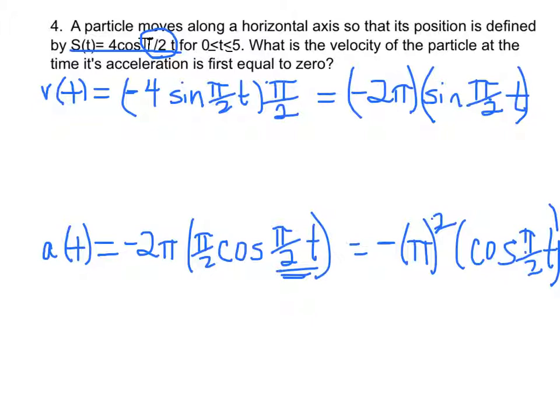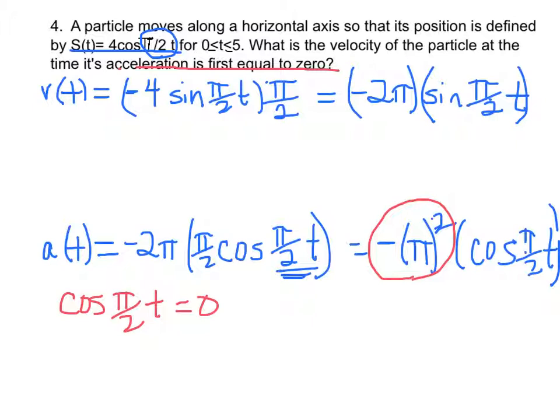Now, it says here, let's reread this. So it says, what is the velocity of the particle at the time its acceleration is first equal to 0? So we're going to take that acceleration and we're going to set it equal to 0. So if we set it equal to 0, I hope that you do see that this can never be 0. It's a constant. So really what we're doing then is we're just taking that cosine of pi over 2t, and that we're setting equal to 0.